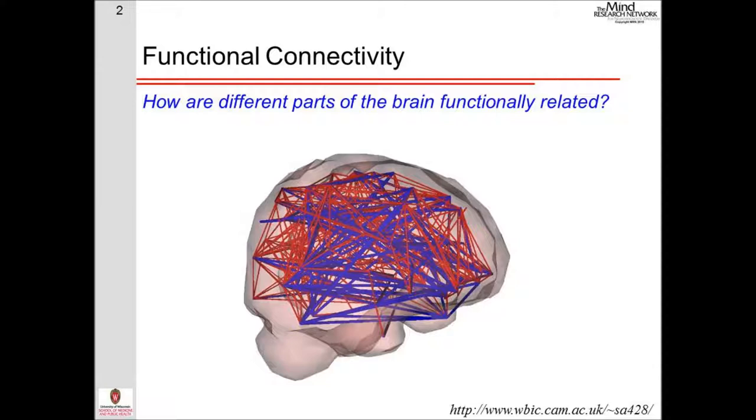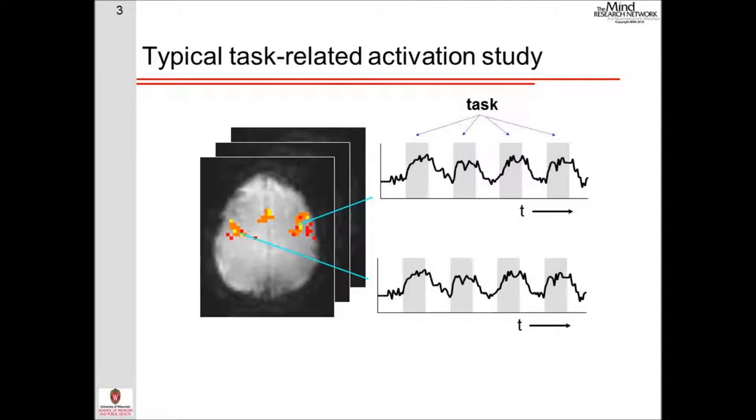So in a typical task activation study, like this very simple bilateral finger mapping task, we ask the subject to tap their left and right fingers for 20 seconds, rest for 20 seconds, tap for 20 seconds, and so on. What we typically do to identify activated areas is to look for areas where the signal increases when they're doing the task and decreases when they're not, so we fit some sort of idealized response to that, and we indicate those areas.